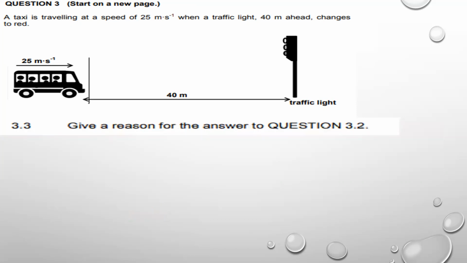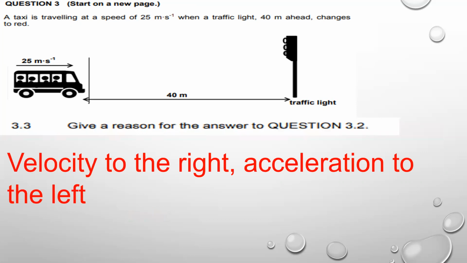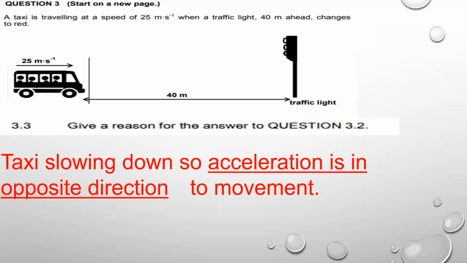Now give a reason: velocity to the right, acceleration to the left, because we can say velocity is decreasing. Velocity decreasing means acceleration and velocity have different directions. Another answer for 3.3: the taxi is slowing down, acceleration is in the opposite direction to movement.